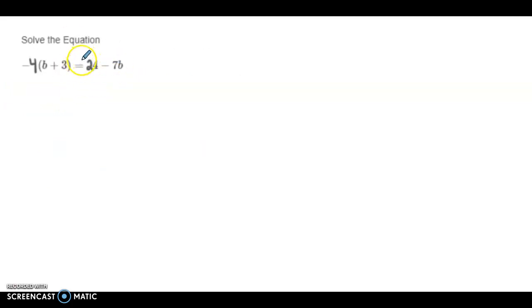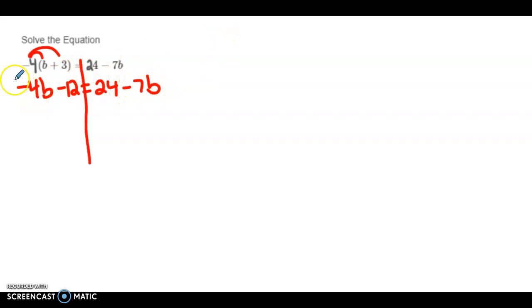All right, we're going to solve this equation. We're going to start off by distributing. Negative 4 times b is negative 4b. Negative 4 times 3 is negative 12. And I'm just going to bring this side straight down. Now I'm going to find my letter. I have a negative 4b over here and a negative 7b over here.